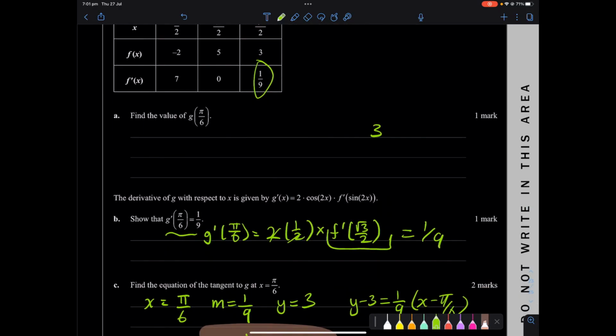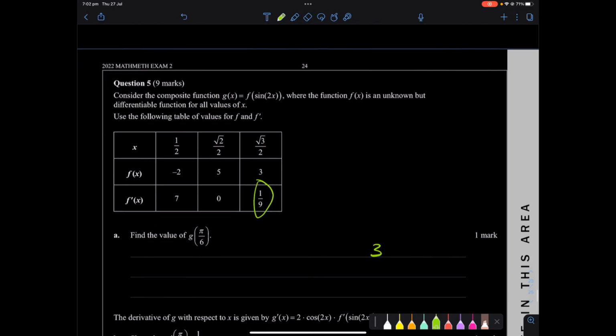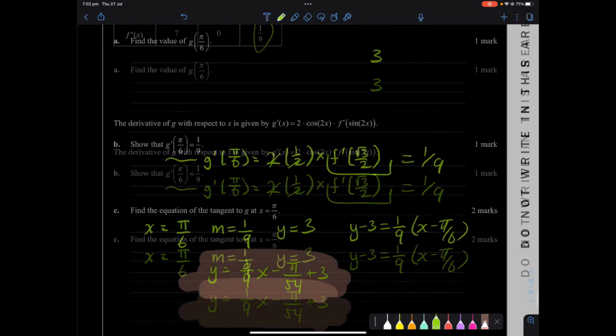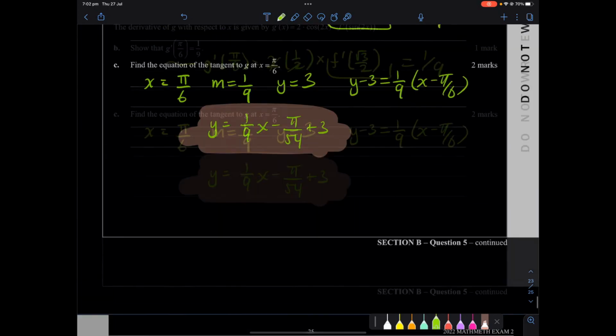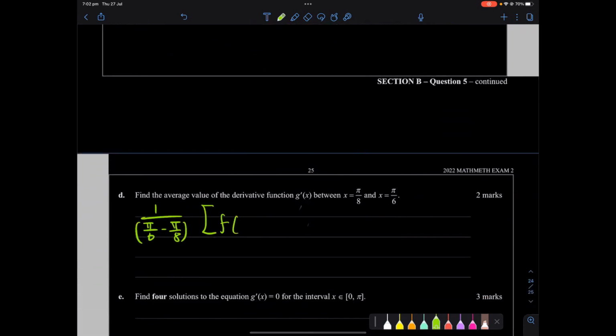But g of x is here. Ah, okay, it's right over here, g of x. So we don't need to calculate that. The integral of g dash of x is just g of x, so we can say f of sine 2x from pi on 8 to pi on 6.